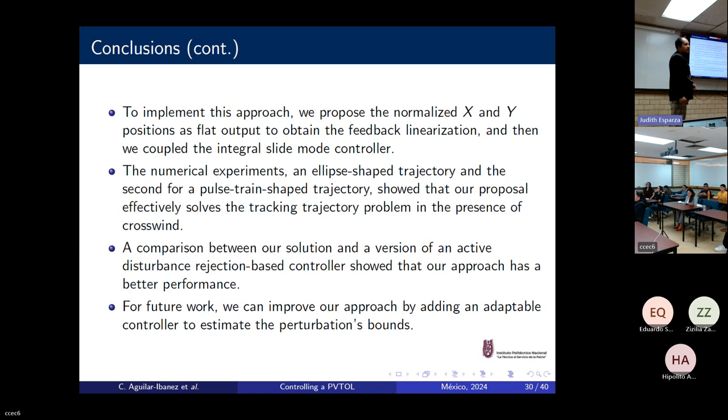Okay, we propose the scenarios that I told you. Three scenarios: one with a perturbation, one with a turbulent scenario, and the other with a kind of vortex in the propeller. In future work, we are dealing with adding an adaptable controller to estimate the perturbation bounds. Well, this is our purpose.